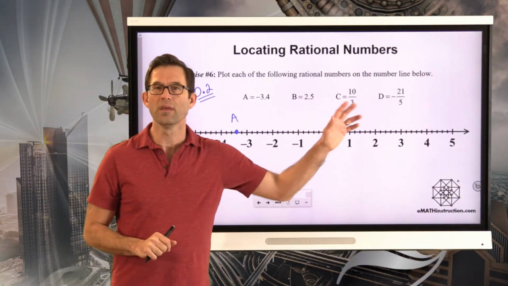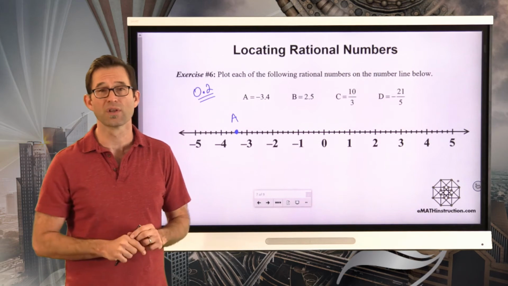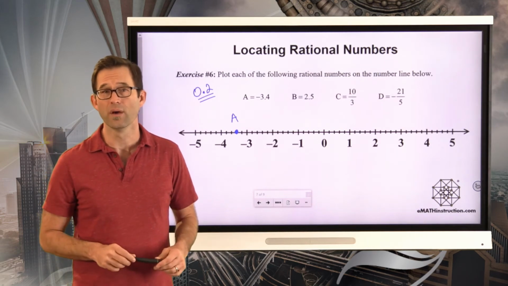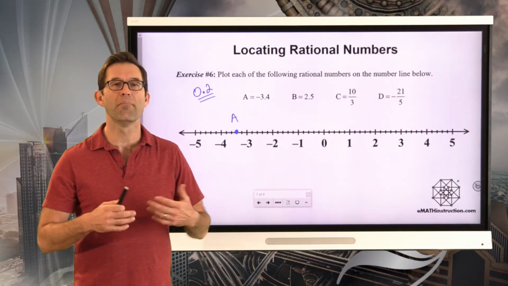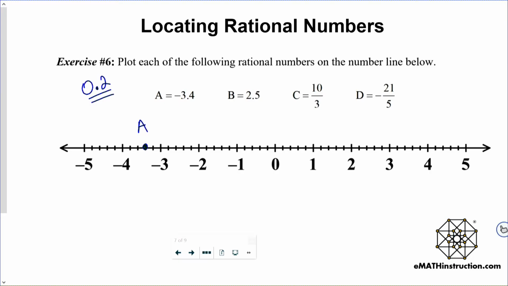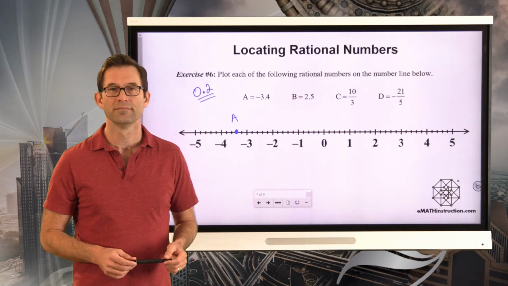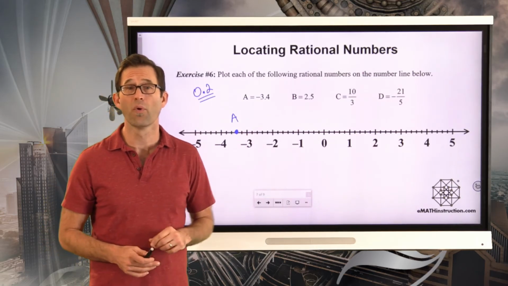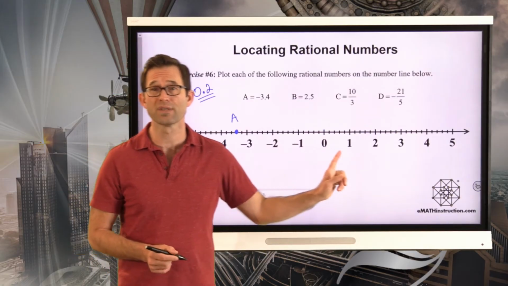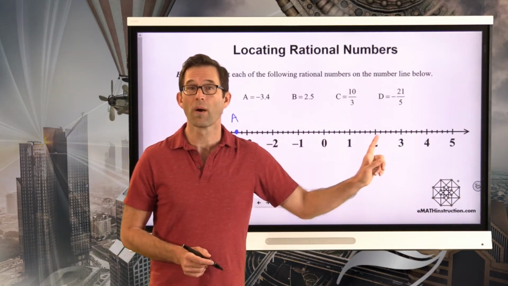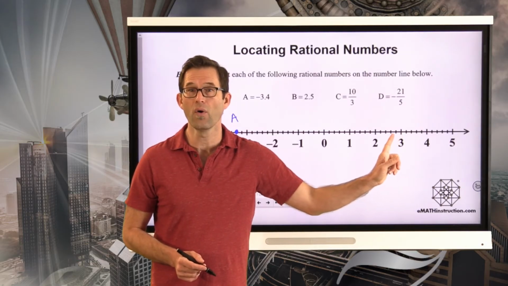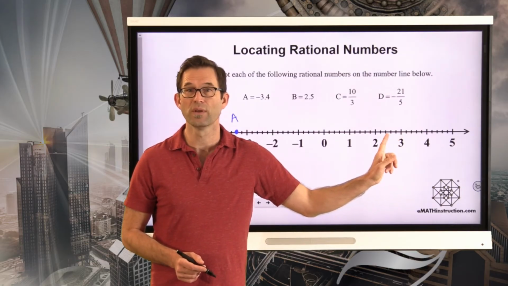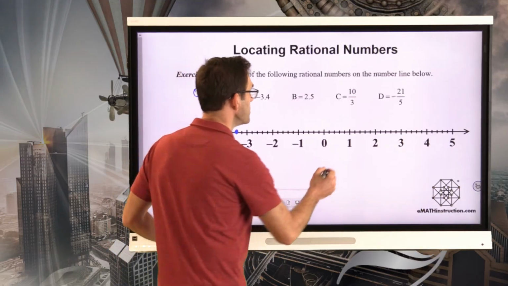Now, locating B, C, and D can be challenging as well. I'd like you to pause the video and see if you can figure out where they lie, or at least about where they lie. All right, even letter B, 2.5, that's a little bit tricky. I mean, you know it's halfway between 2 and 3. The problem is we have 2.2, 2.4, 2.6, 2.8, 3.0, so it literally lies right between 2.4 and 2.6.